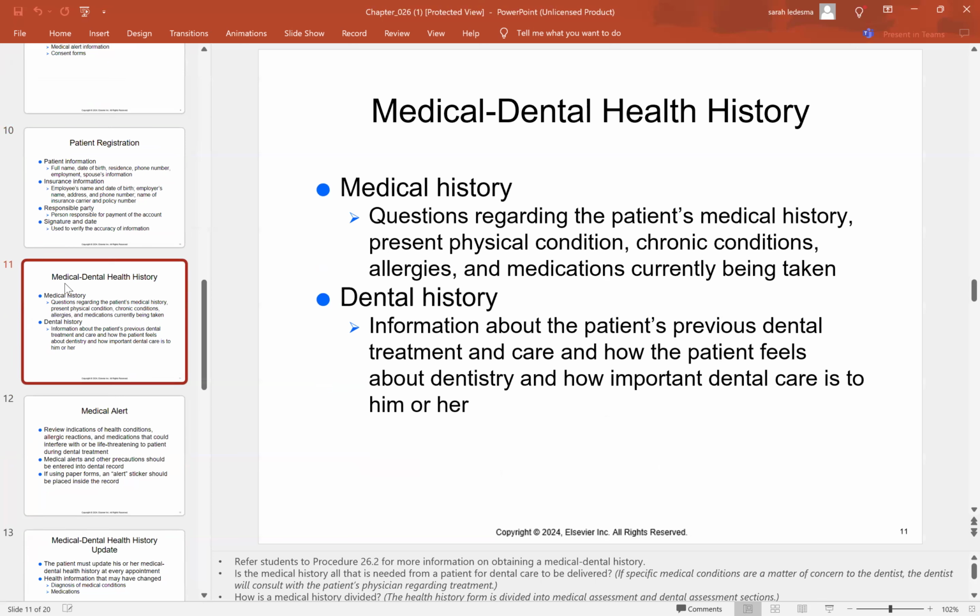Medical dental health history. Medical history consists of questions regarding the patient's medical history, present physical condition, chronic conditions, allergies, and medications currently being taken. Dental history is information about the patient's previous dental treatment and care, and how the patient feels about dentistry and how important dental care is to him or her.